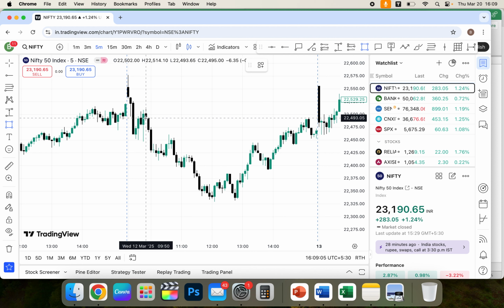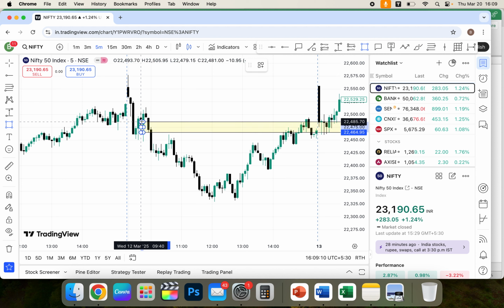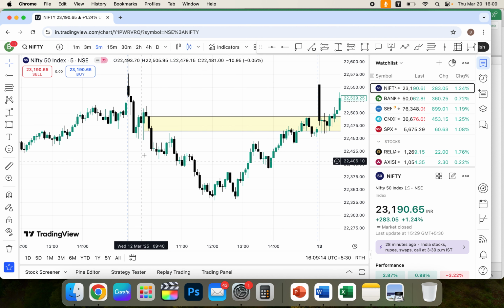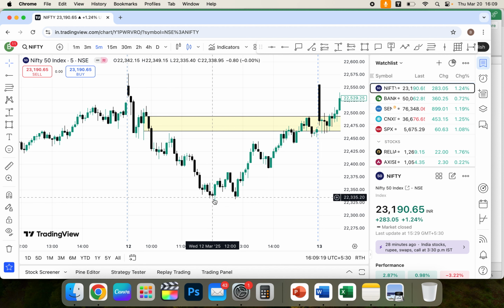9:50, and this one is the 9:55 a.m. candle. So I'm just marking the 9:55 a.m. candle. You see it gave a close. You would have entered a trade here, and then it's again a target.